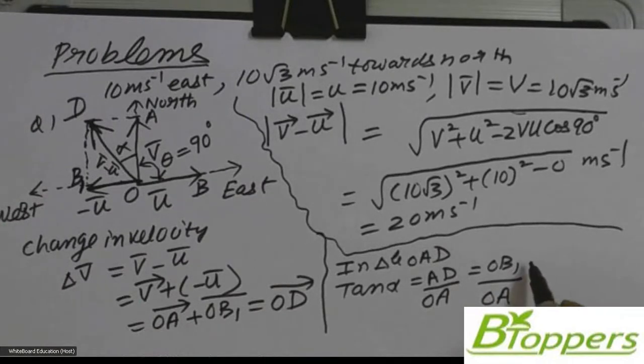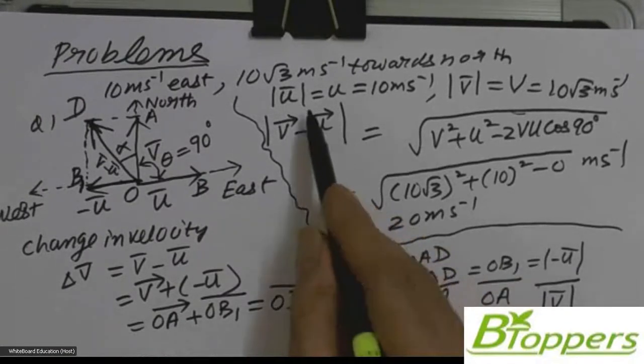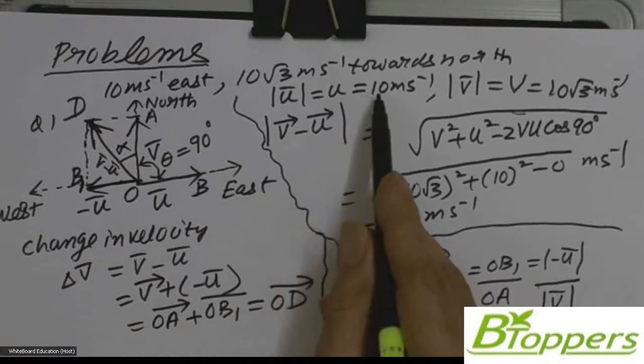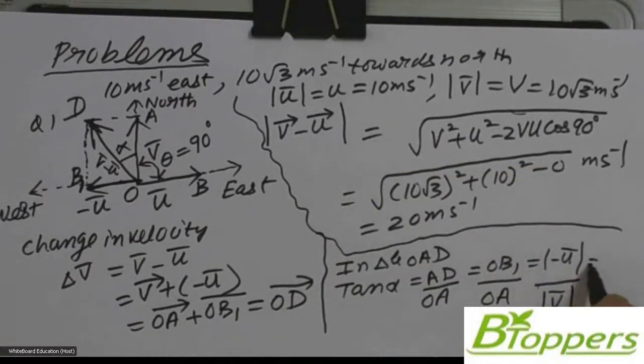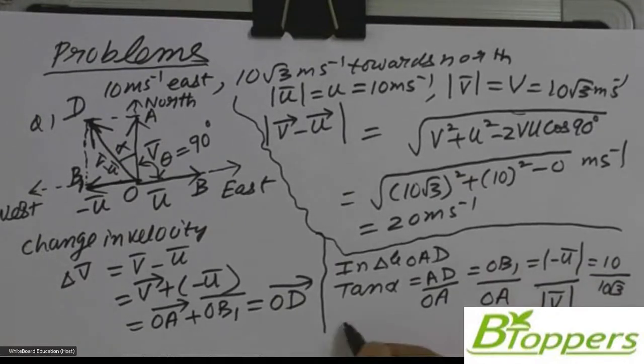Now the length of the side OB1 gives you the modulus of vector minus u bar. The length of the line OA gives you the modulus of vector v bar. The modulus of vector minus u bar will be the same as the modulus of vector u bar, which is equal to 10 meter per second. And the magnitude of vector v bar is 10 root 3 meter per second. So you get 10 by 10 root 3. So you get tan alpha equal to 1 by root 3.